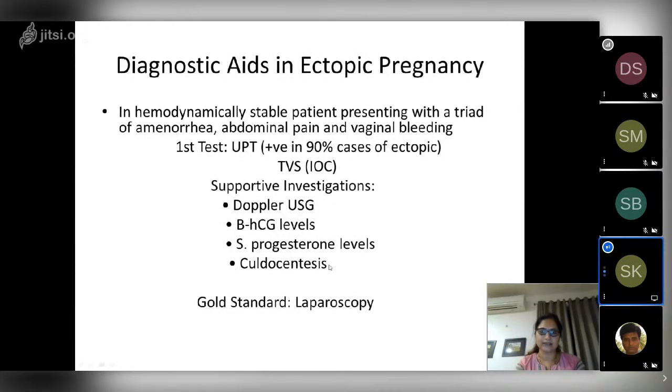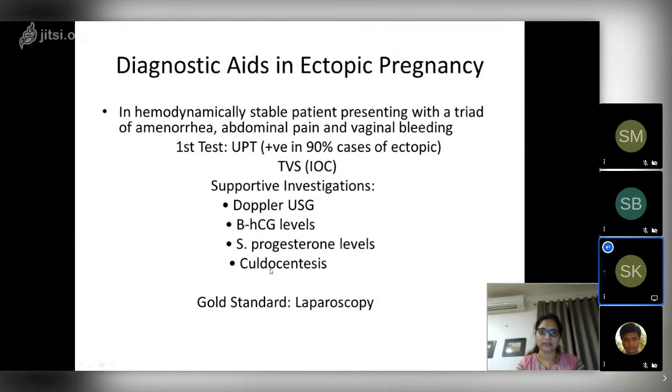Culdocentesis, again, will help us identify if there is a rupture or if there is any collection within the POD. If there is a collection in the POD on the ultrasonography, and you do a culdocentesis and are able to aspirate frank blood which does not clot when you keep it at the bedside, that indicates there could be a ruptured ectopic. Aspirating blood on culdocentesis is an indication that it is a ruptured ectopic.